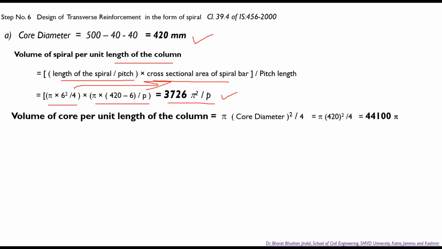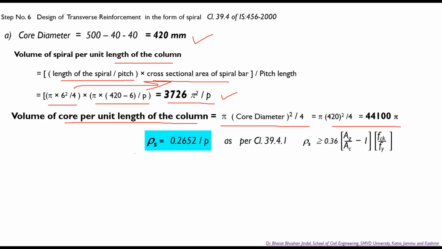And similarly, we can calculate the volume of the core per unit length of the column. That is pi core diameter square by 4. So it comes out to be 44100 pi. And what we have to do is calculate the ratio. When you divide these two, you get the ratio of the volume of the spiral per unit length of column to the volume of the core per unit length of column. That is 0.2652 divided by p. Now, when we refer to the code guideline, the code in clause number 39.4.1 says that this ratio should be greater than or equal to this formula.